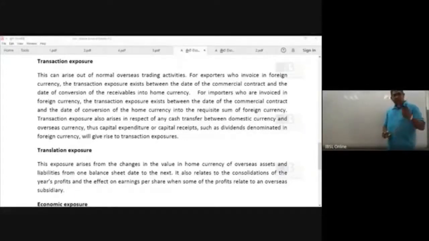Usually the quote is quoted in two ways. Two ways. Fictitious quotes. Left side of the oblique is called the bid, and the other side is called the offer. So bid is the buying rate, and the offer is the selling rate.